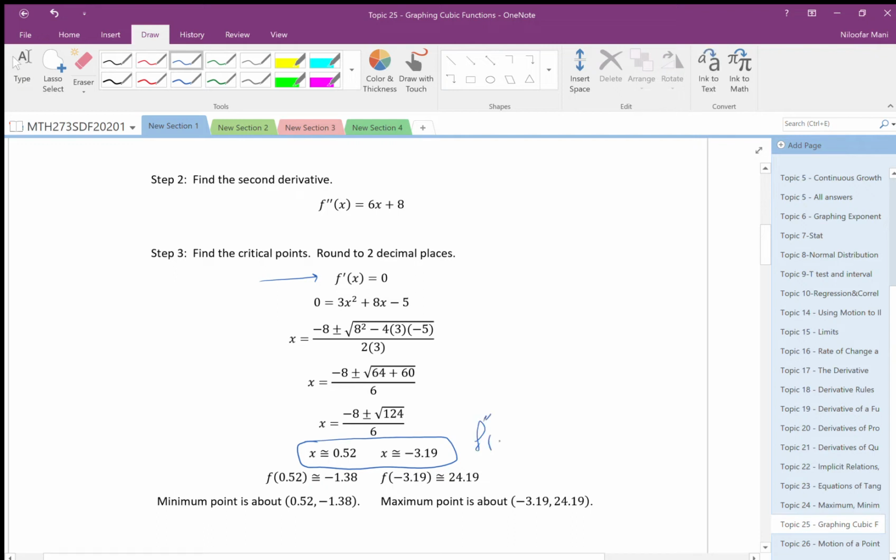The second derivative at 0.52 is positive, so here I have a minimum, and the second derivative at minus 3.19 is negative, so here I have a maximum. So I check the second derivative test and I can answer this question: which is the maximum and which is the minimum.